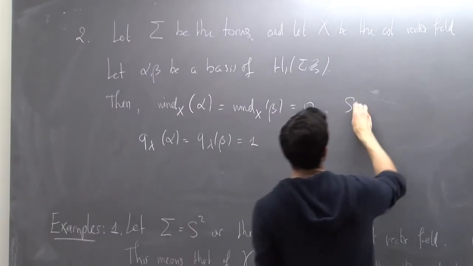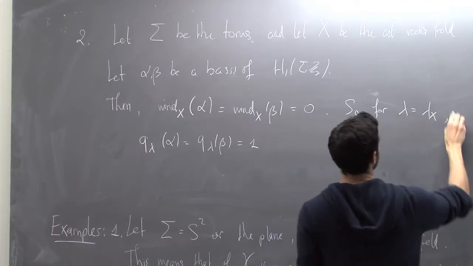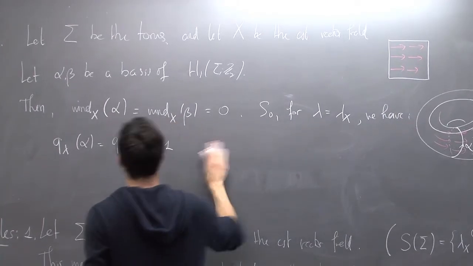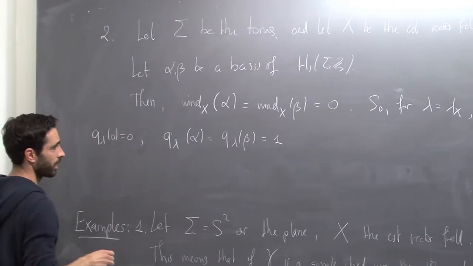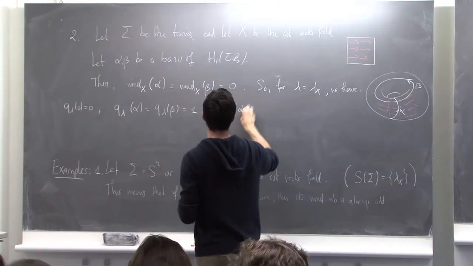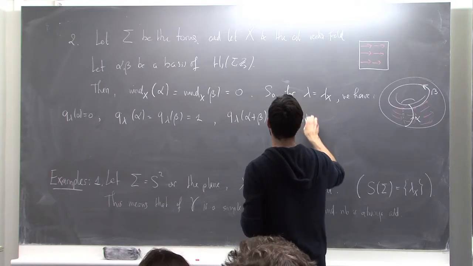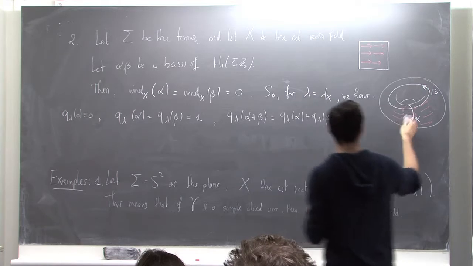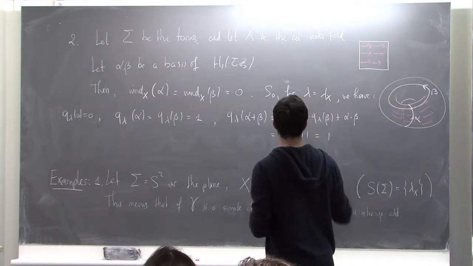So for lambda equal lambda x, we have this. So of course we also have that Q lambda of 0 is equal to 0. This is always the case. And then with this we can compute the last value, alpha plus beta. This is Q lambda of alpha plus Q lambda of beta plus the intersection of both, which is 1. So we get 1 plus 1 plus 1. This is 1.